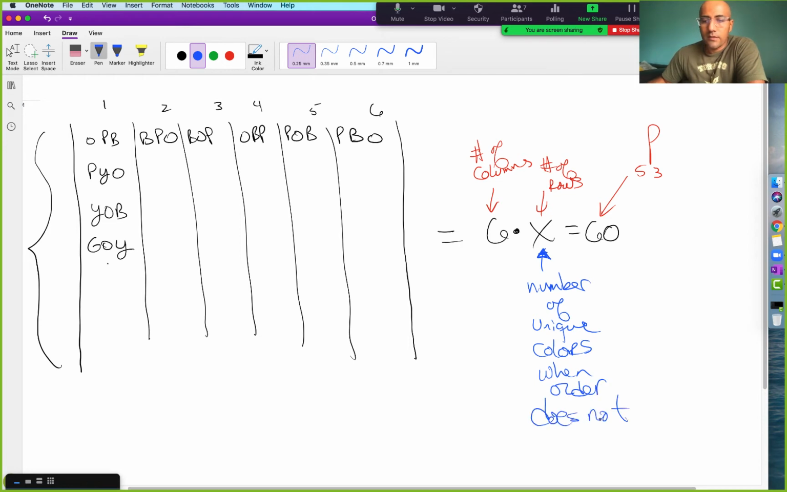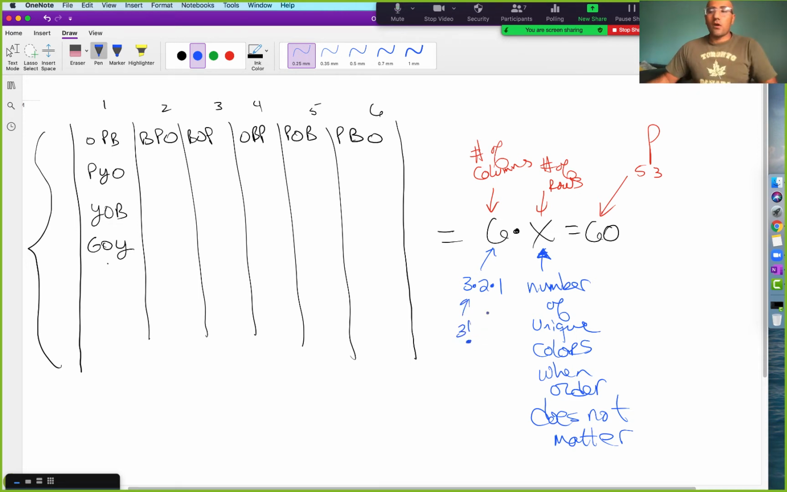Does not matter. Good. And also this 6, remember this 6 came from how many ways there are to mix these around when the order does matter. And because there were 3 colors, we knew that this was equal to 3 times 2 times 1. That's how we got that. Good. Which is the same thing as 3 factorial.